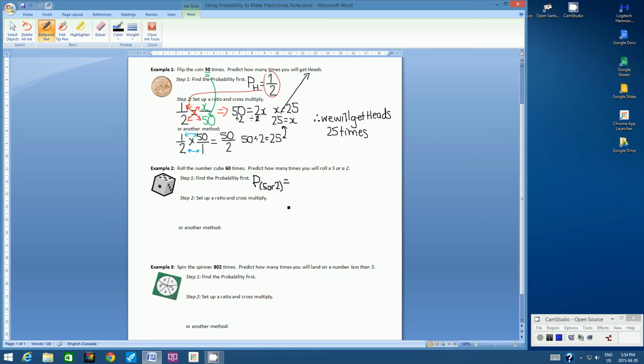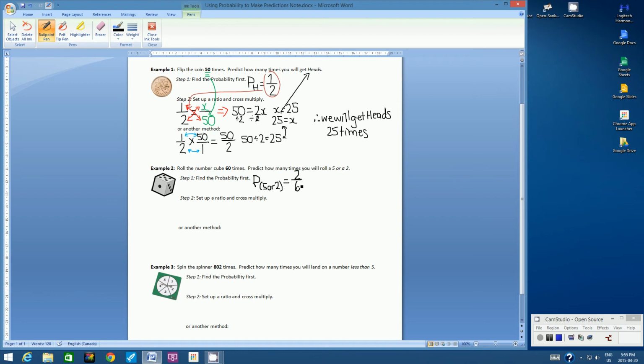Okay, so I'm going to delay a second. I want you to put in that fraction. So we know that the total number of outcomes when we roll a number cube is 6. And for the numerator, we have a 5 or a 2. So there are 2 favorable outcomes.